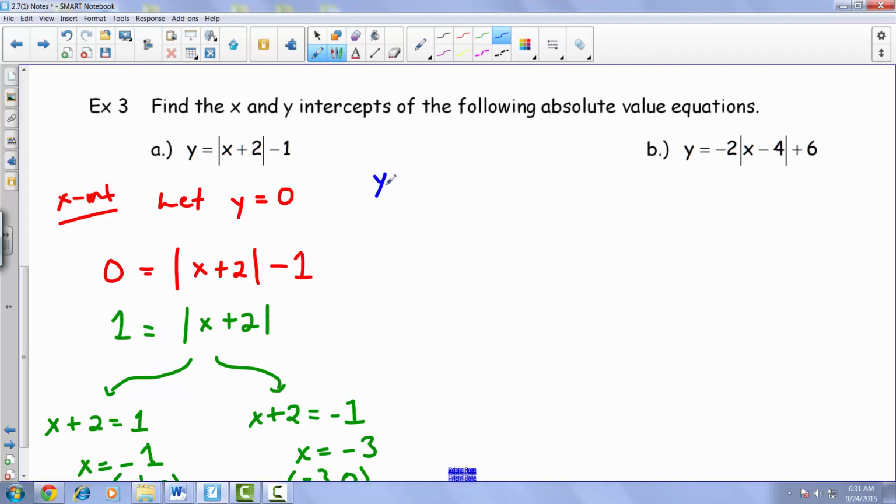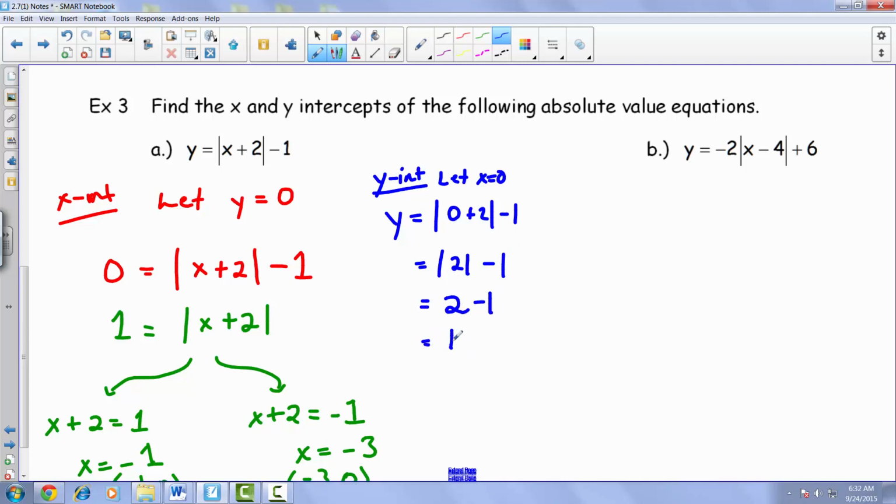If you're trying to figure out the y-intercept, we're going to let x be 0. So then we end up with y is equal to the absolute value of 0 plus 2, minus 1. 0 plus 2 comes out to be 2. Absolute value of 2 comes out to be 2. So then it looks like this y-intercept comes out to be 1, happening at 1. But again, that point would be 0, because we threw 0 in for x, comma, 1, our y value.